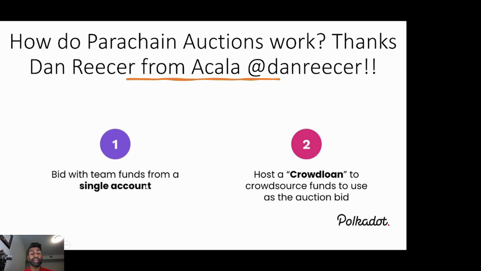All right. So there are 2 different ways that you can do it. Bid with team funds from a single account. That's basically if a project had a huge amount of seed money or venture capital money, they could just go buy it, $100 million, and just support themselves. Right? But the method that basically all projects that we've seen so far are using is to host a crowdloan. And this is where they're getting funds using the auction process. And so that's where we'll be able to delegate some DOT and receive their tokens in return for the support that we're providing.